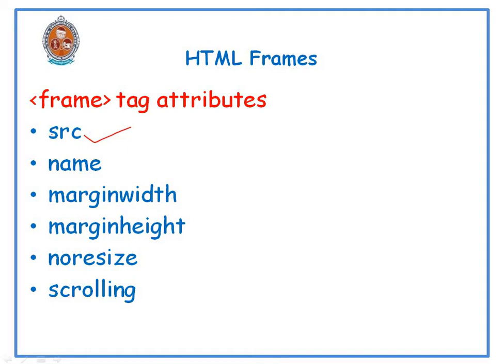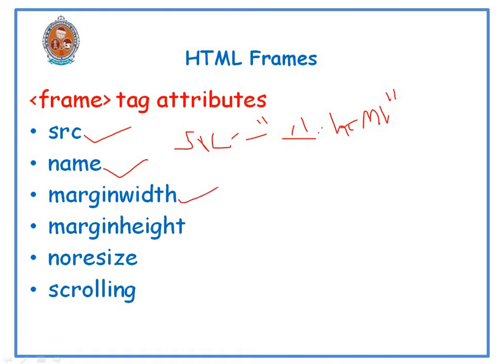So for example, src equals 1.html. That means the source file opening in that frame is the 1.html file. That is about src. Second one is name. We can specify a name for our frame by using the attribute name. So name equals top frame, bottom frame, left frame or right frame, like that.